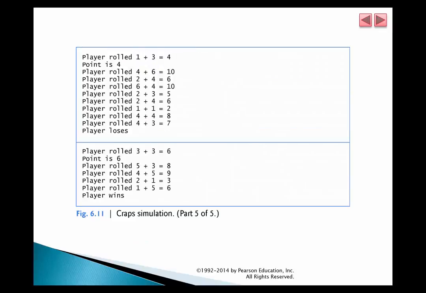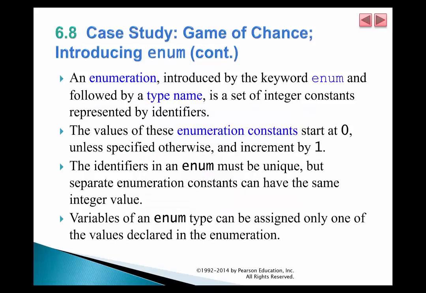So again, they're showing right here what happens when a player wins, loses. This is what happens when a player wins. Okay, enumeration types.